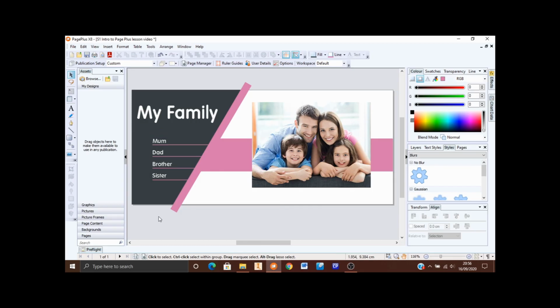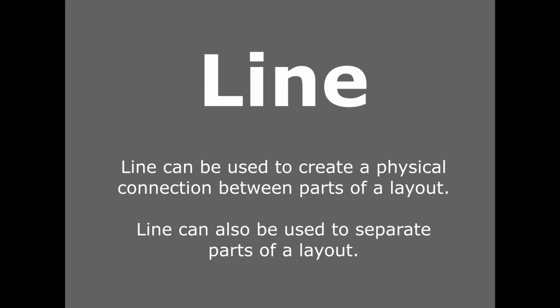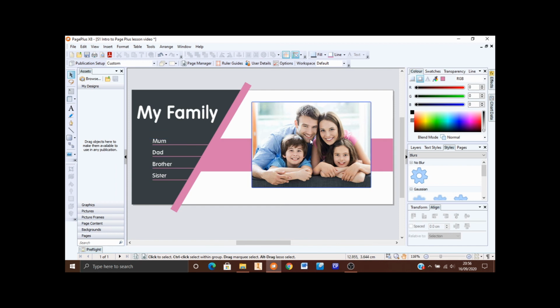Now what we've just done is we've used line to join these 4 words to the main part of the layout, which joins the 4 words to the image. Using line like this is a really effective way of helping a reader make a physical connection between one area of a layout to another area of a layout.